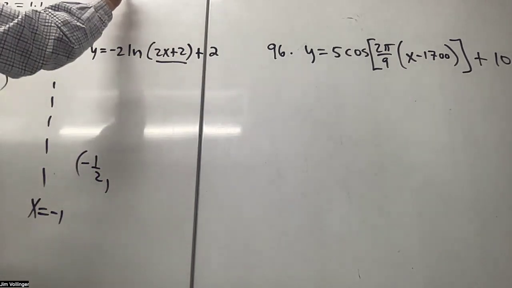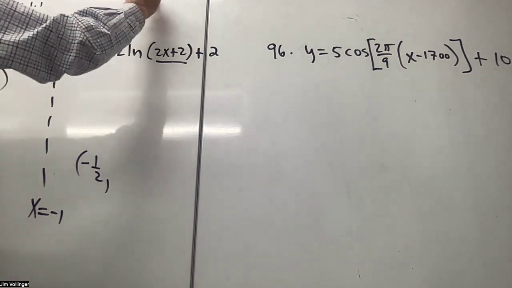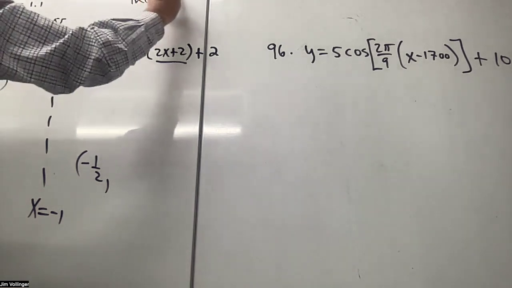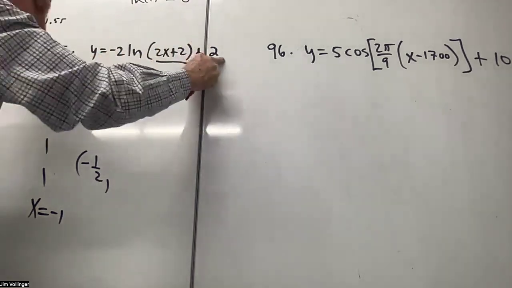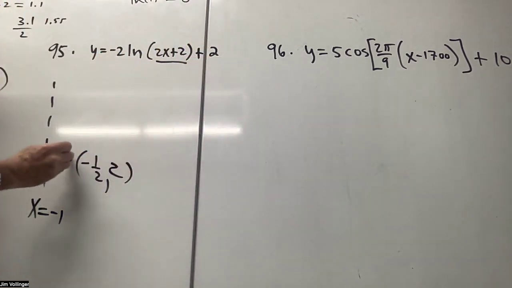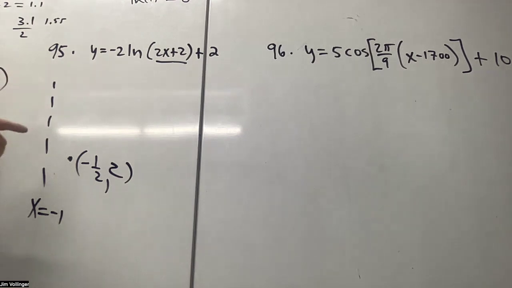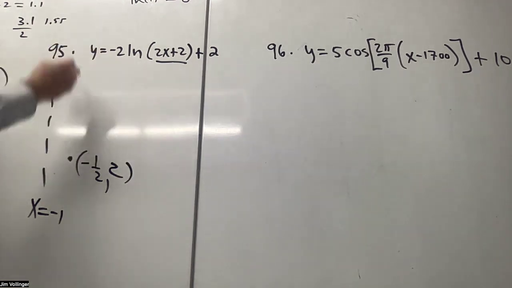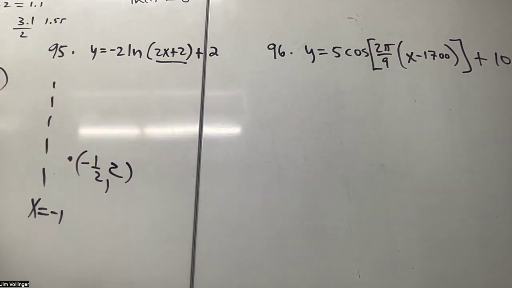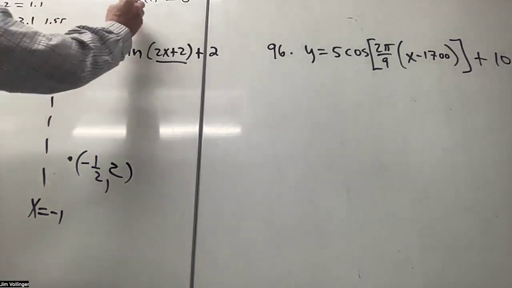That gives me 1. What is the ln of 1? Log 1 is always 0, so I get rid of that. I end up with the constant. This is a negative ln, so actually it's going to be coming this way. So I really should have repositioned that. Well, that's okay. We can get it done.